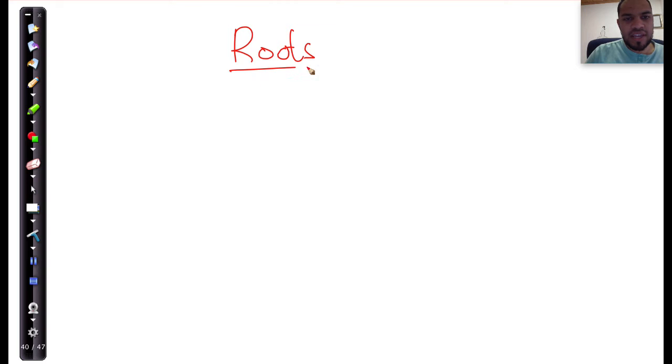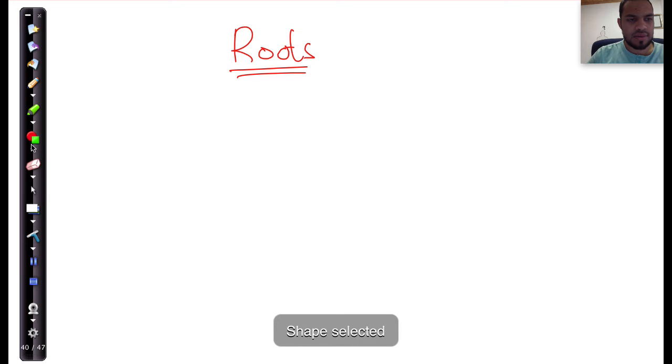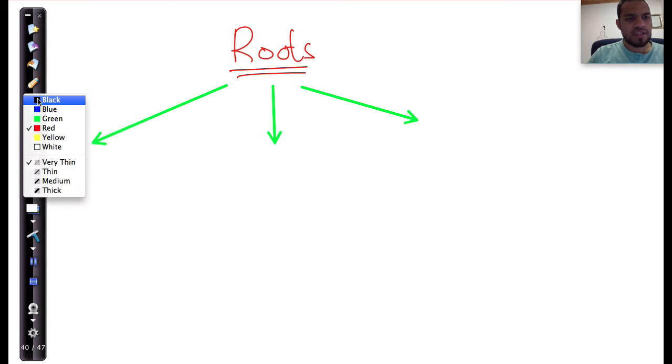The roots are dependent on the delta value, right? And what do we consider? We consider three things. The first thing is this thing over here. Okay, so we're going to consider three cases.